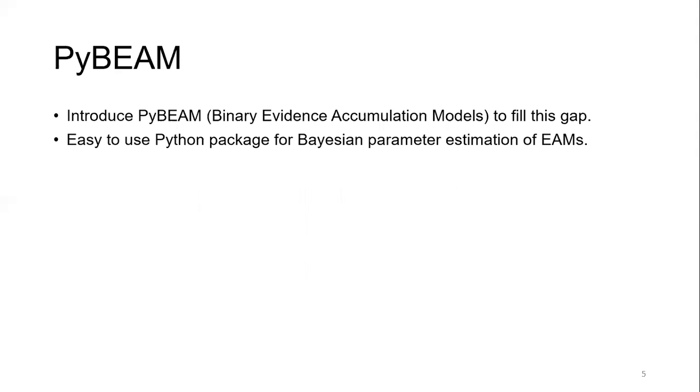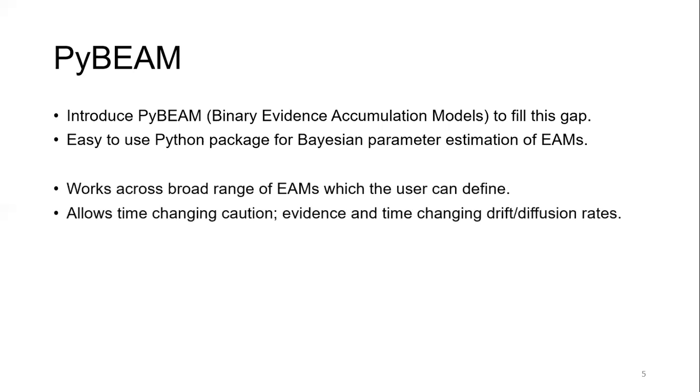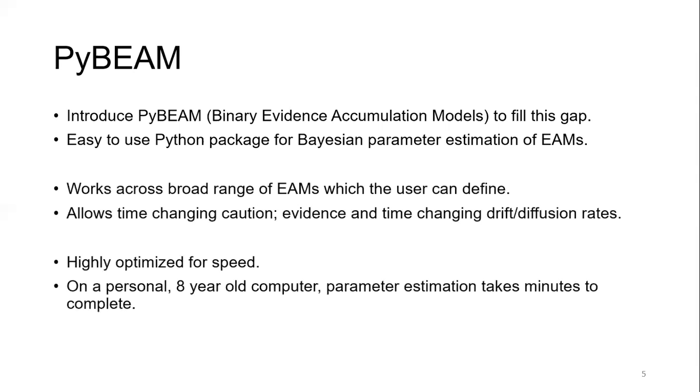So we introduced PyBEAM, where BEAM stands for Binary Evidence Accumulation Models, to fill this gap. PyBEAM is an easy-to-use Python package for Bayesian parameter estimation of evidence accumulation models. It works across a broad range of EAMs, which the user can define, and it allows for time-changing caution in addition to evidence and time-changing drift and diffusion rates. Further, it's highly optimized for speed.